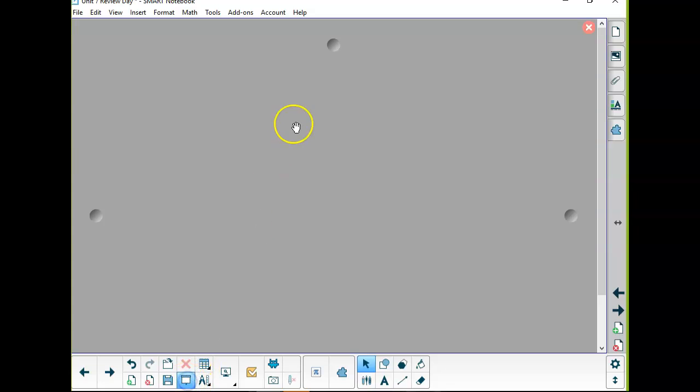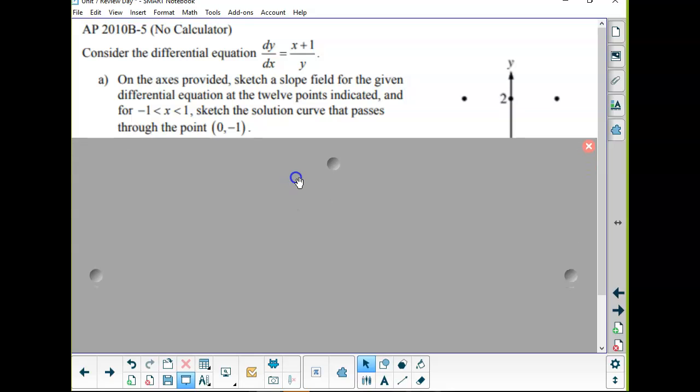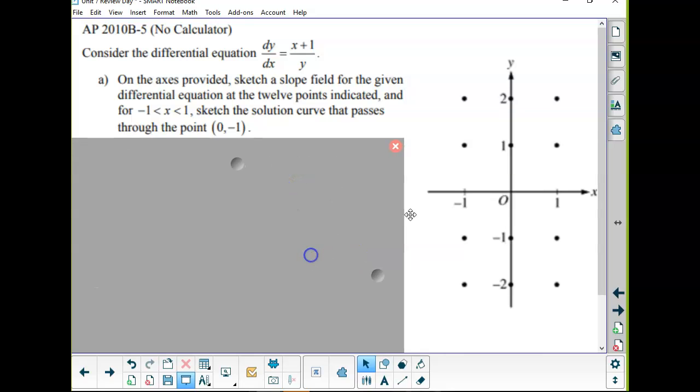So let's do this in chunks. I want you guys to work through part A really quick. So what would you do? Just draw a rough sketch. And we're going to go one to the left, one to the right, and then we've got dots for all of those points.